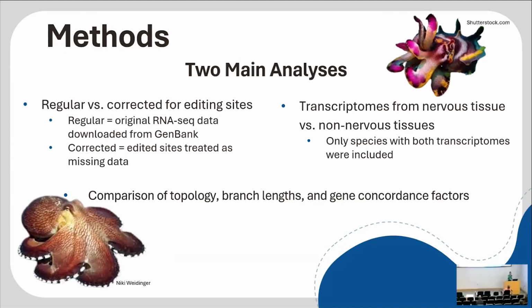So because these editing sites are highly enriched in the nervous system, I took transcriptomes from nervous tissue and transcriptomes from non-nervous tissue, so muscles, mantle, suckers, things like that, and I compared them for the same species. So it's the same set of species in both trees. And to compare the trees for these analyses, I'm comparing their topology, the branch lengths, and then their gene concordance factor, so a support value.